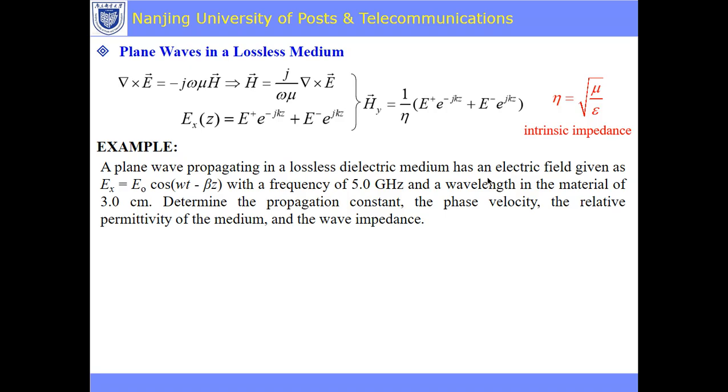Example, a plane wave propagating in a lossless dielectric medium has an electric field given as this, with a frequency of 5 gigahertz and a wavelength in the material of 3 centimeters. Determine the propagation constant, the phase velocity, the relative permittivity of the medium, and the wave impedance. Okay, do it. Solve. And who will give me the answer? You have access to those slides, right? Everyone has access to slides?